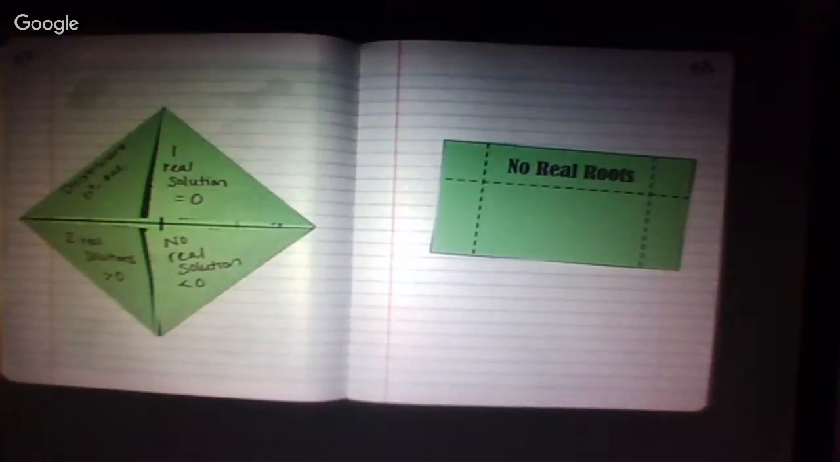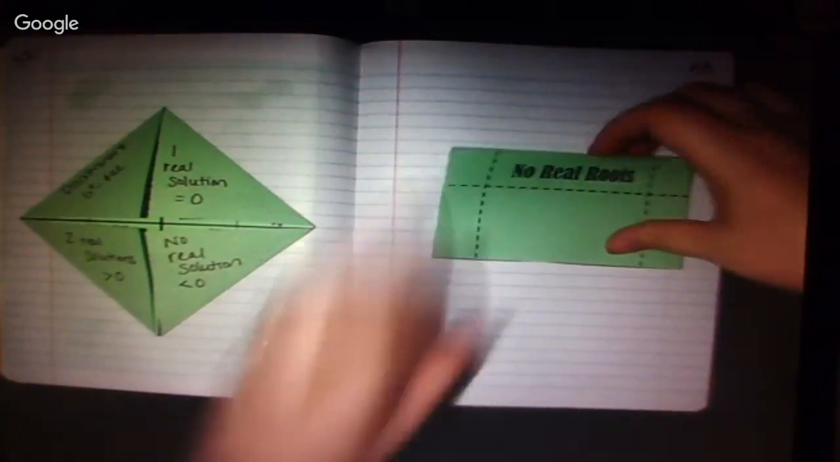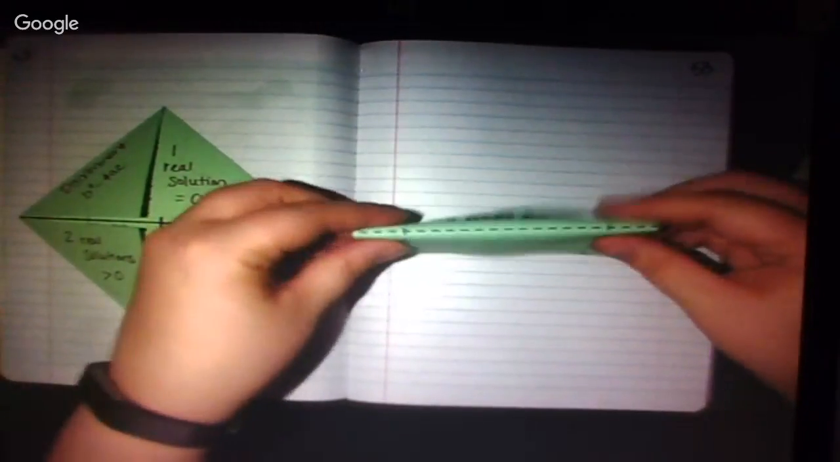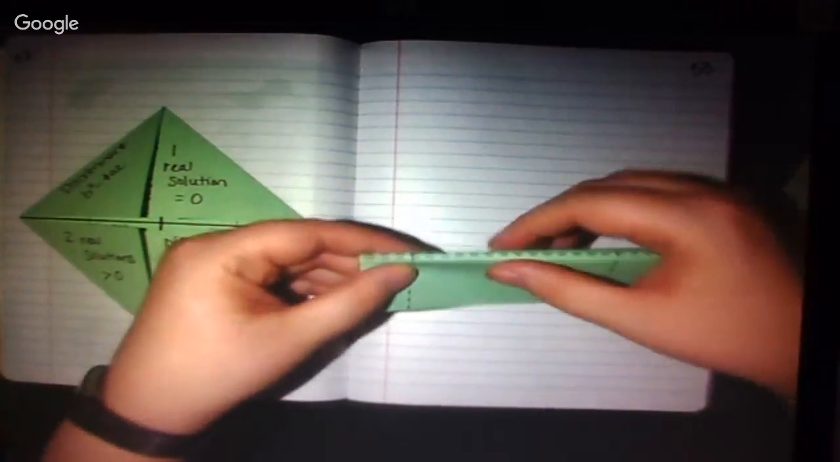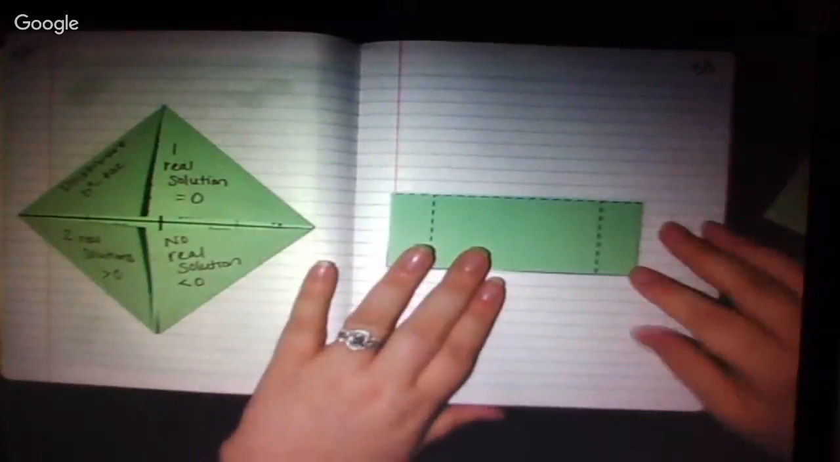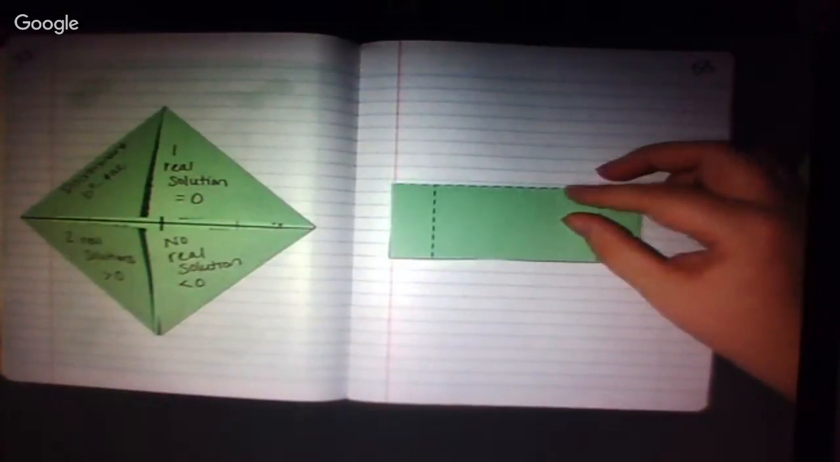All right. So we need to make these into pockets. Pockets? We're going to make these into pockets. So you're going to take your paper and you're going to fold it on the dotted line. So the title goes backwards. Fold it so it ends up like this. So your title's on one side and the rest of it's on the other.